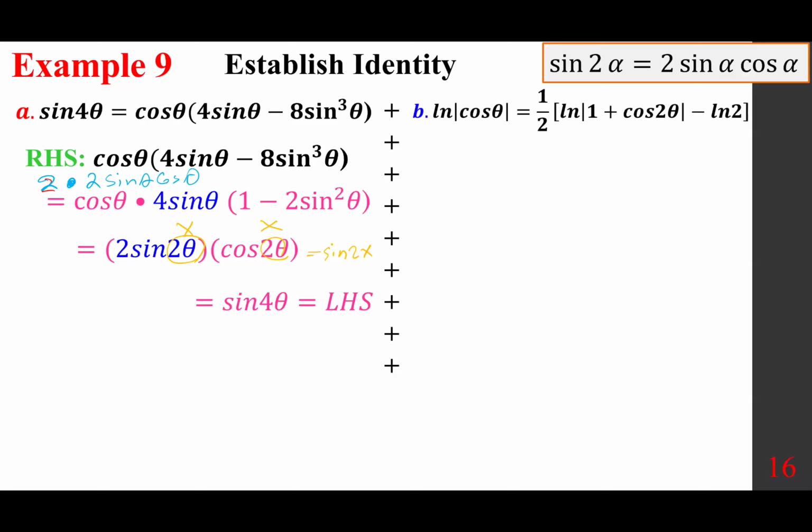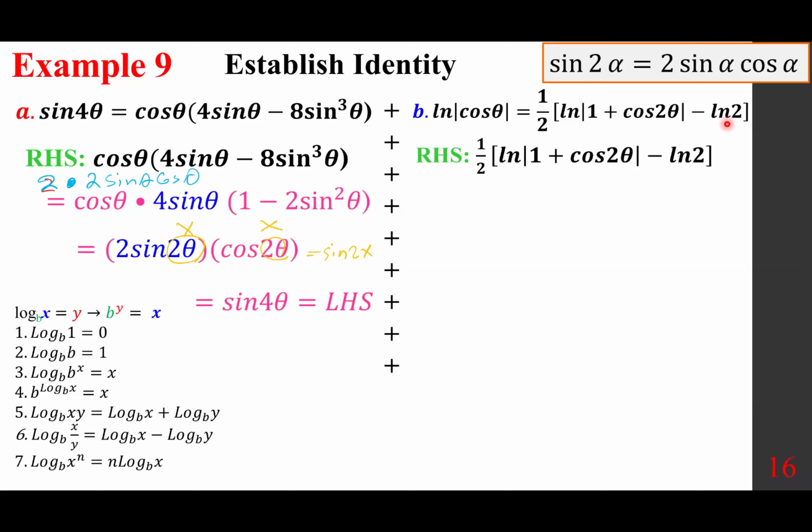ln of cosine theta, let me grab the laser pointer. ln of cosine theta is half of ln of 1 plus cosine 2 theta minus ln 2. We want to prove this. So we start with the more complicated side. It seems to be the right-hand side. I hope you remember all the logarithmic properties. So we are going to use number 6, the quotient rule, and we are going to go from right to left.